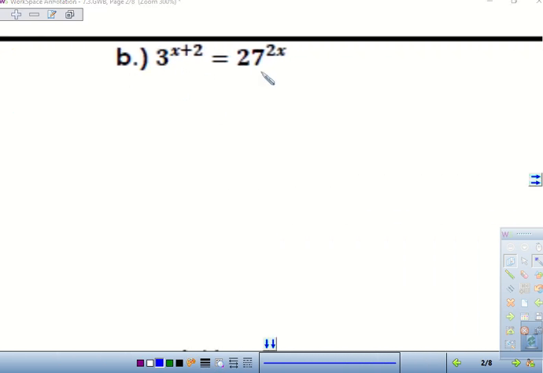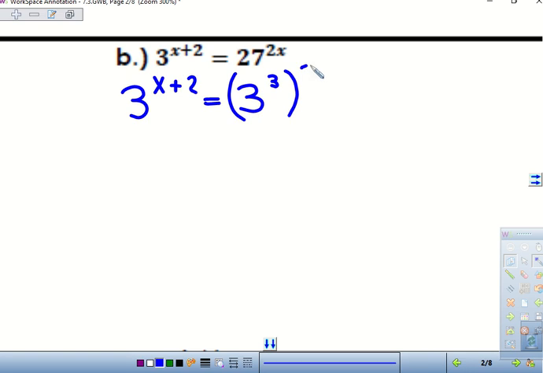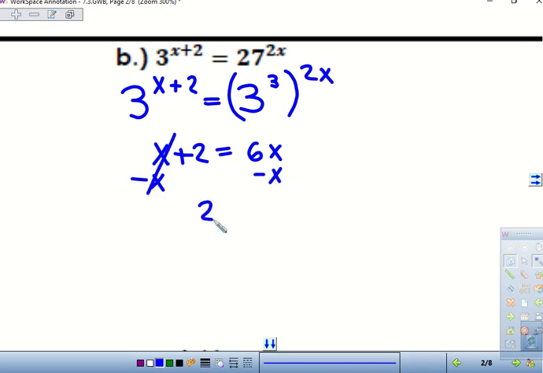As you can see, we have a base of 3 and 27. We want to rewrite one or both of the bases so that they match. So I can rewrite 27 as what? 3 cubed. Good, 3 cubed or 3 to the third. And then we're going to multiply these together. So you set the exponents equal to each other. So this over here is going to become 6x. That's where I was getting the 6 from, I think. The next question. So I subtract x on both sides. That gives me 2 equals 5x, which gives me x equals 2/5. And you're going to leave your answers as a fraction, typically.